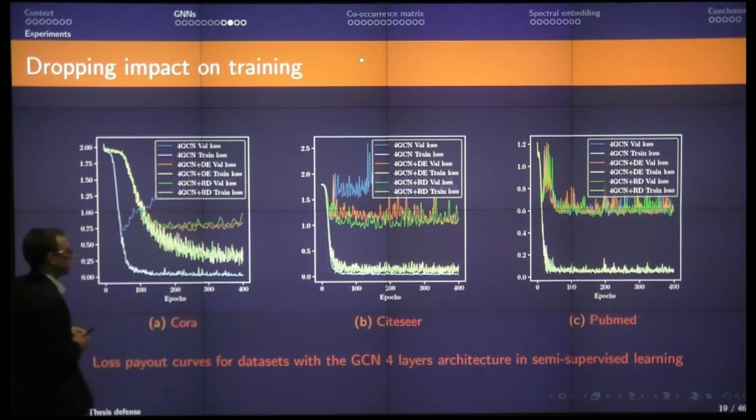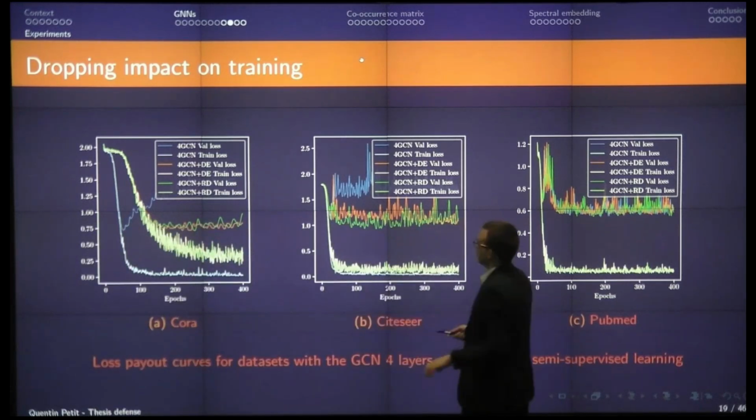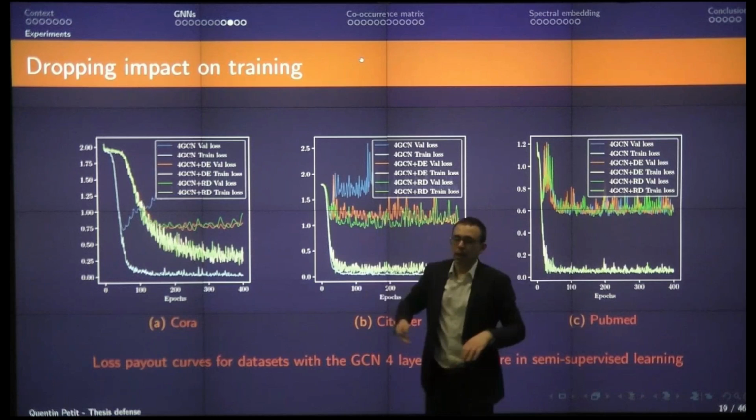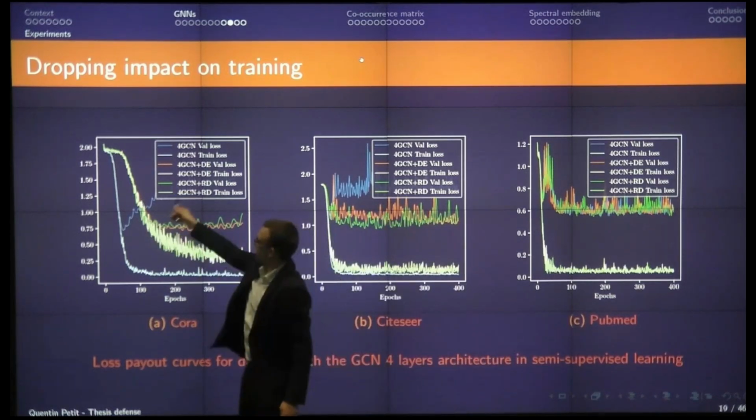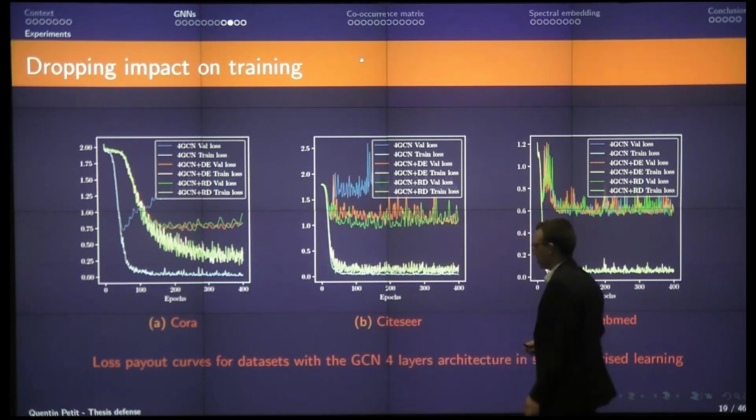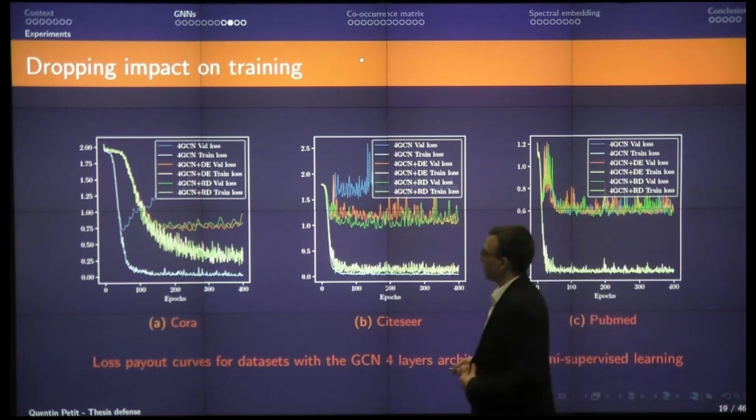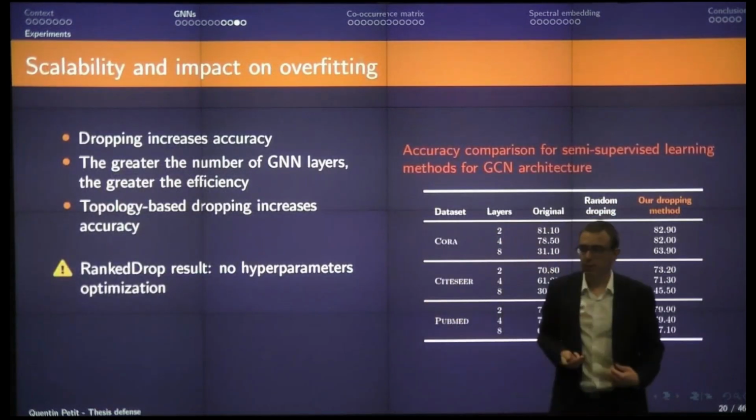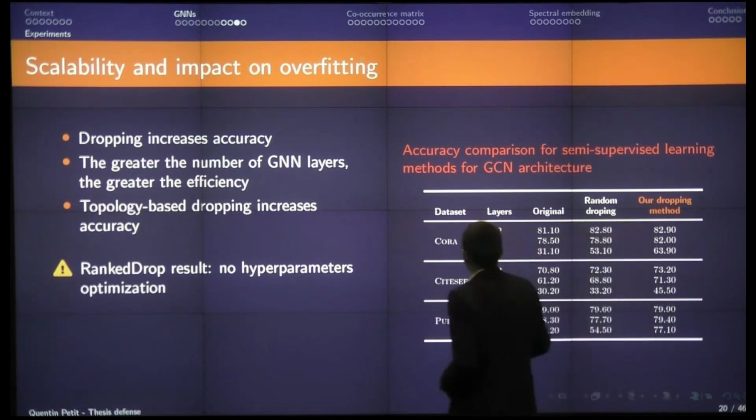And we can see on this Cora and Citeseer dataset that applied dropping has an important impact on the loss curves. Here we can see that we have a better loss curve when we apply dropping. So for the training, it has an impact. And now we will see together the impact on the accuracy, and we will test the scalability.